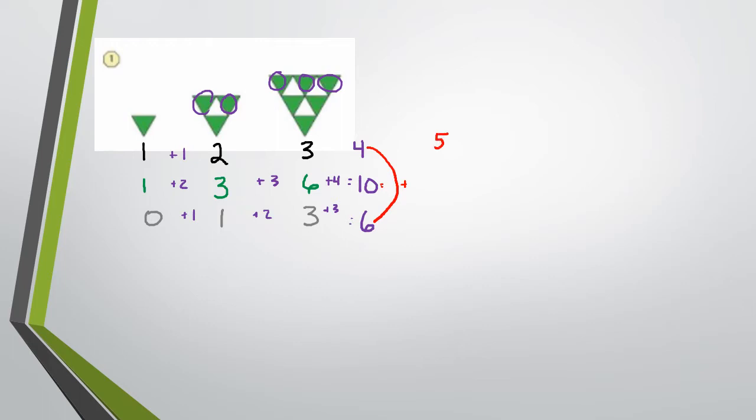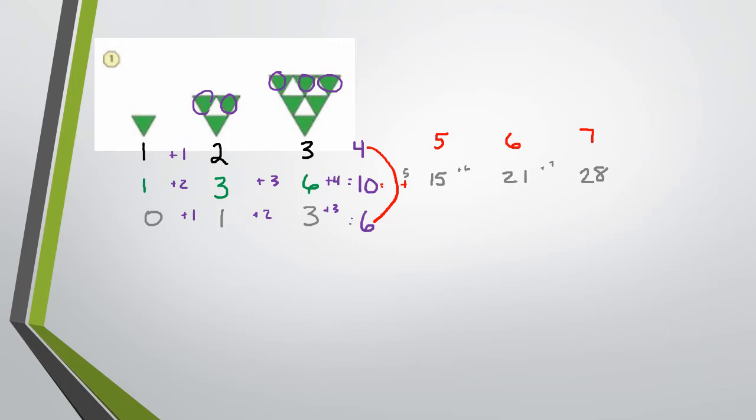So let's fill in our pattern just mathematically without drawing all those crazy shapes. We know we're going to add 5, and that'll be 15. And then we're going to add 6, and that'll be 21. We're going to add 7. Right? And so on and so on.